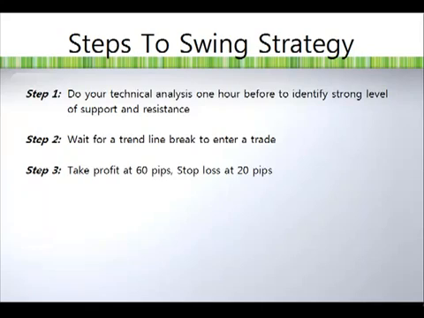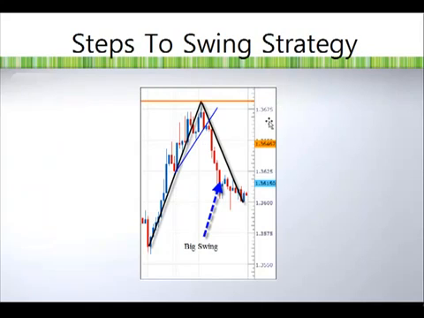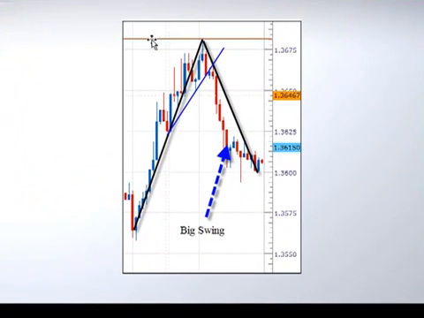So let's go through an example to take a look at this. You can see here on this picture, can you see the orange color line? This is the major resistance that we found 1 hour before.